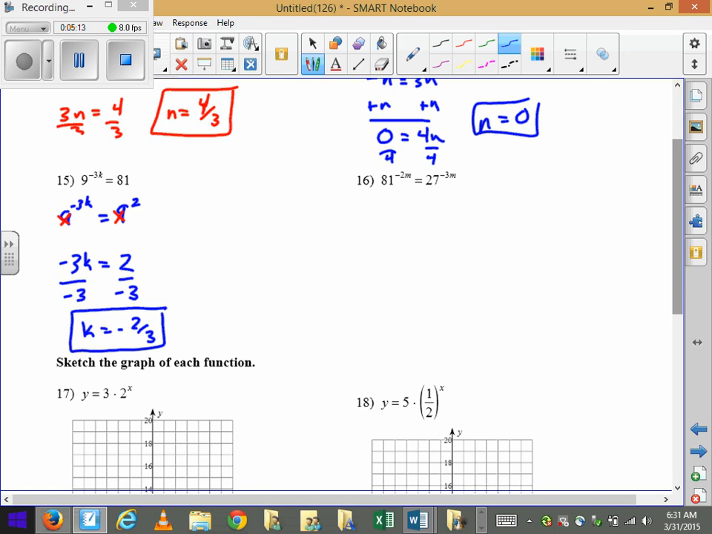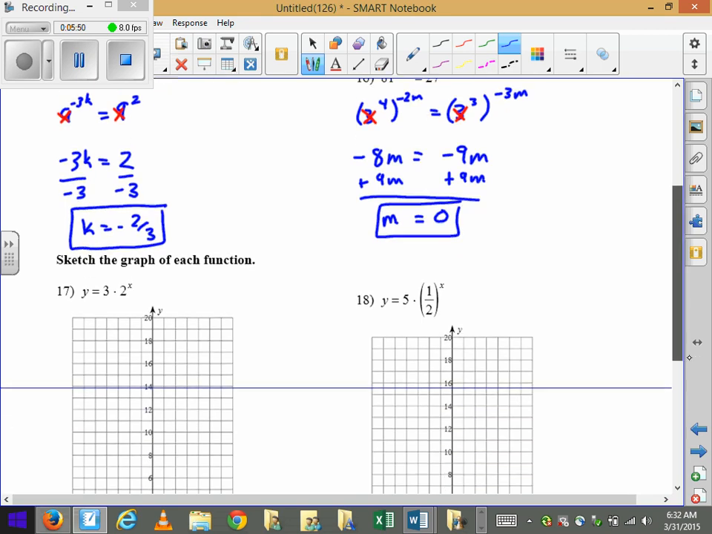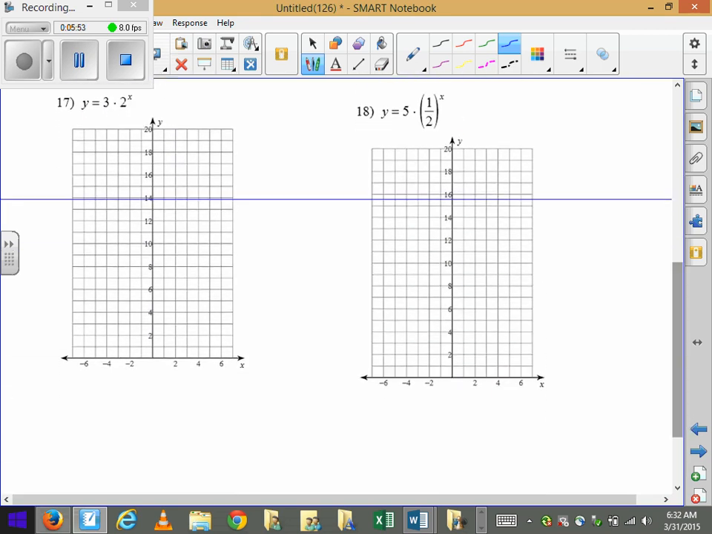Number 16, I can't get 27 into 81, but I believe if we play around with this a little bit, we end up with 3 to the 4th. That's 81. And then 3 to the 3rd is the same thing as 27. And remember your power to power rules, when we now have the same base, we get rid of those and multiply the remaining pieces. So this is negative 8m equals negative 9m. Here I'm going to add 9m to both sides. That leaves me with a positive 1m over here and 0 on the other side. So there's your answer.